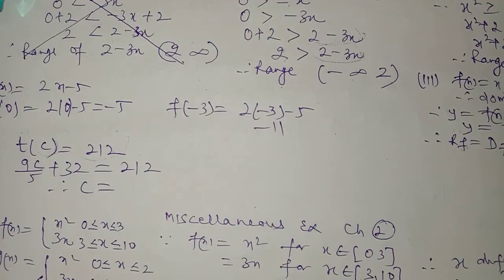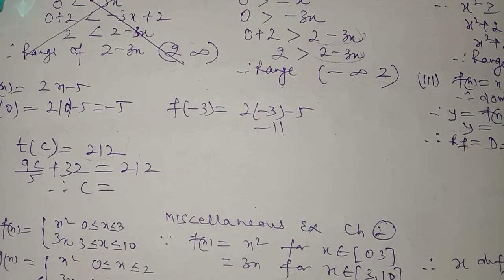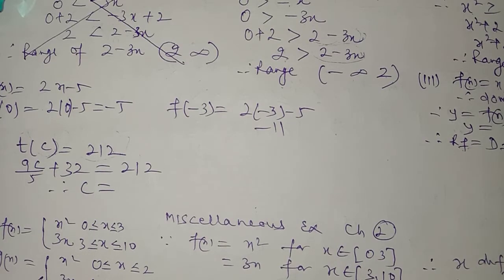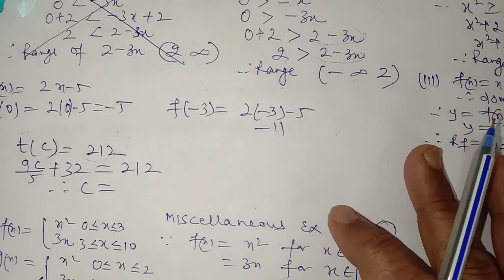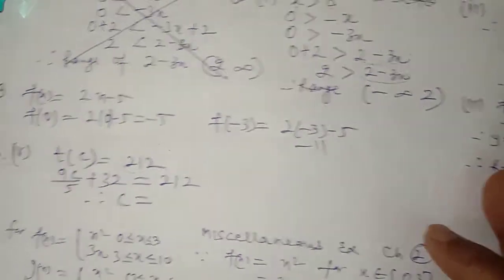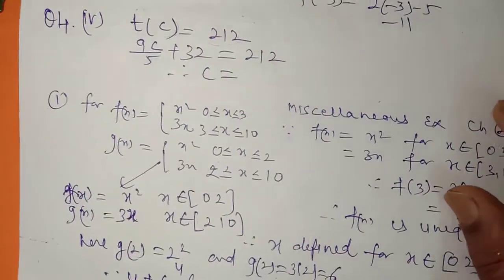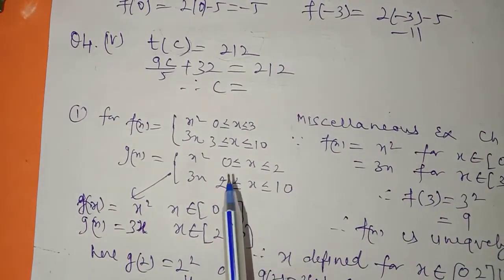Hello, this is lecture number 5 for the chapter Relation and Function, class 11, and we have discussed up to exercise 2.3, and we are starting with the miscellaneous exercise of this chapter number 2. Now, in the first question, two relations are given.